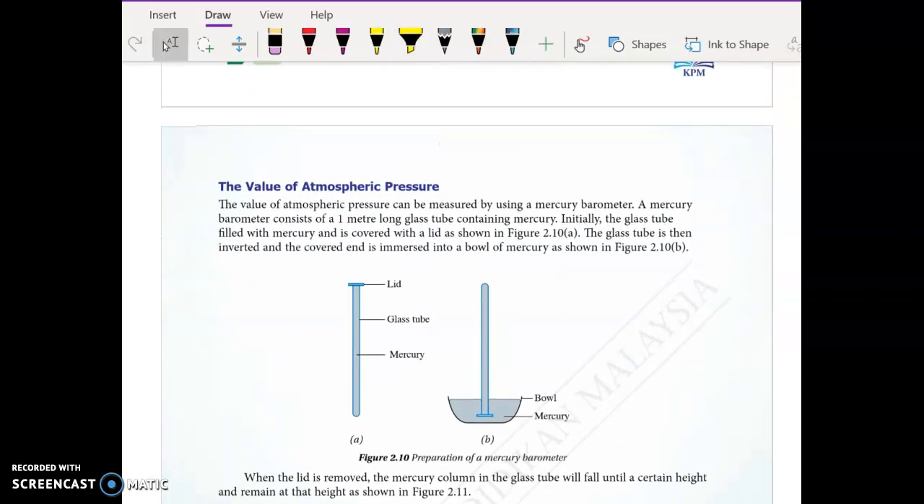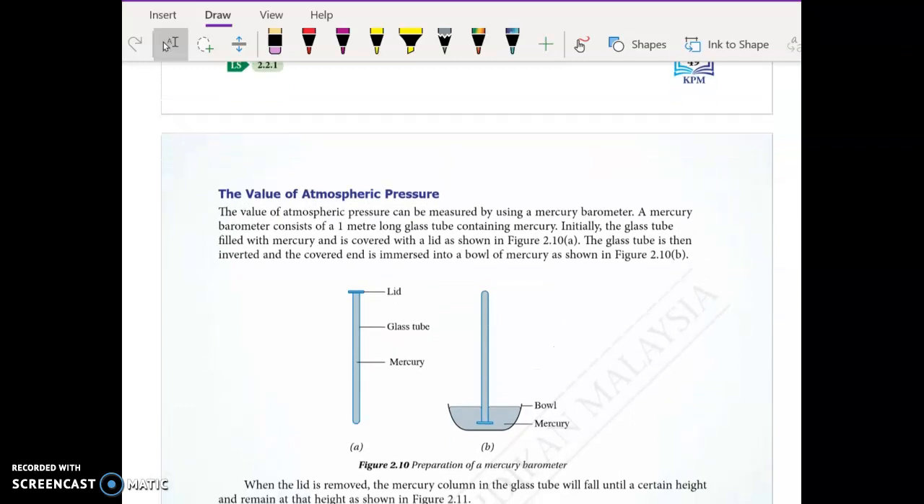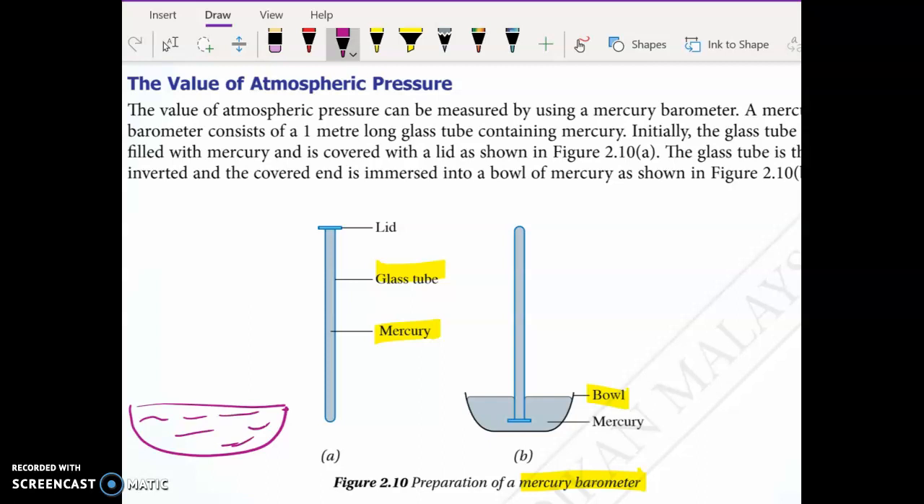So how do we determine the value of atmospheric pressure? One simple method is using a mercury barometer. A simple mercury barometer consists of only mercury, a glass tube and a bowl. That's all it takes to make one. First, we fill a bowl full of mercury. Next, we fill a glass tube also full of mercury, and cover it with a lid. Then we place the glass tube inside the bowl and remove the lid.